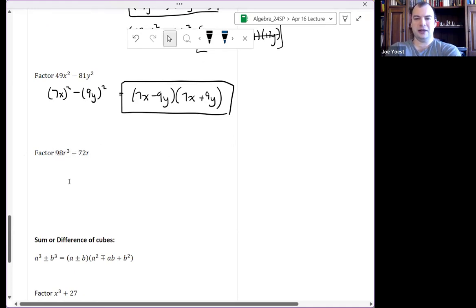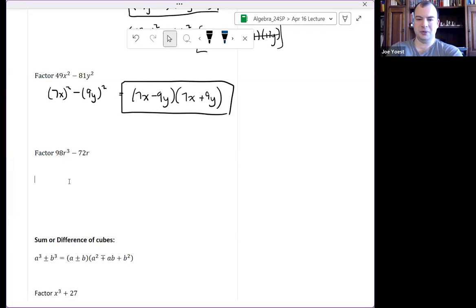If we look at something like this, we might say, oh, that's not a perfect square. And neither one of those terms are perfect squares. 98 isn't a perfect square. 72 isn't a perfect square. We don't even have our factors of r being perfect squares.